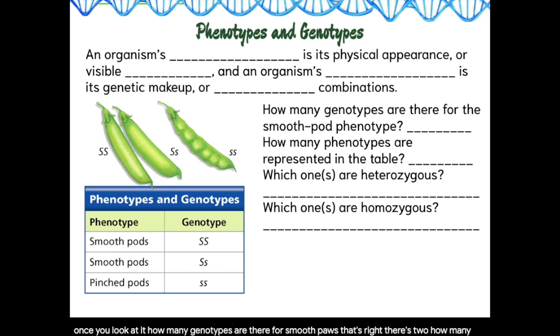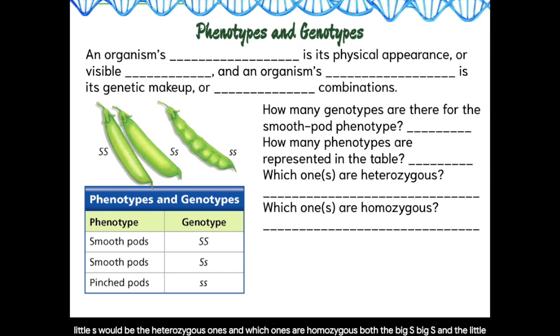How many phenotypes are represented in the table total? That's right, there's 3. Which ones are heterozygous? Big S, little s would be the heterozygous ones. And which ones are homozygous? Both the big S and the little s would be homozygous because they match.